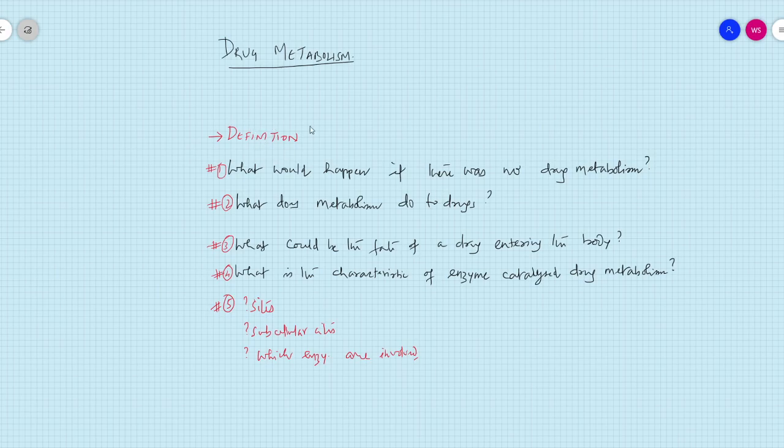Okay. So in this lecture, we covered the definition. We asked ourselves what would happen if there was no drug metabolism. We asked what does metabolism do to the drugs. We asked what could be the fate of drugs entering the body. We asked what is the characteristic of enzyme-catalyzed drug metabolism. And we asked which are the sites, which are the subcellular sites, which are the enzymes involved in the metabolism. Okay, and we have looked at clinical application as well. Okay, so this is part one of the lecture. We will continue our discussion with part two.